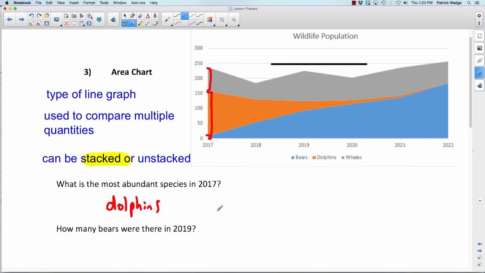How many bears were there in 2019? Again, we love this because bears is the lowest one, and whether it's stacked or unstacked, it's very easy to read. I think we already got this number. 2019 is right there. We go up from 2019, over from there, and I think I'm just a little bit too high there, about there. And I think we already said that it was around 90 million. Sorry, 90 million bears. Wow. Bears everywhere. So 90 bears.